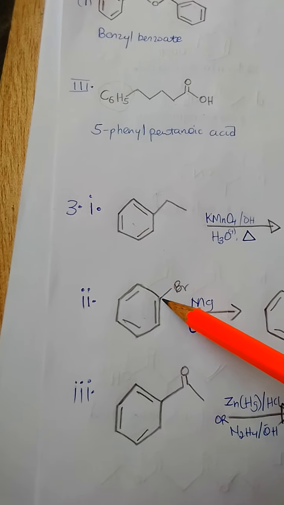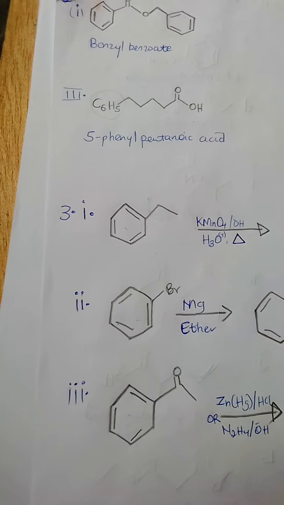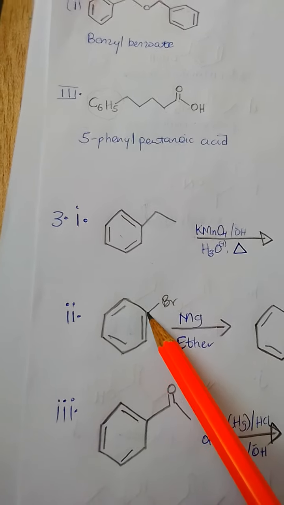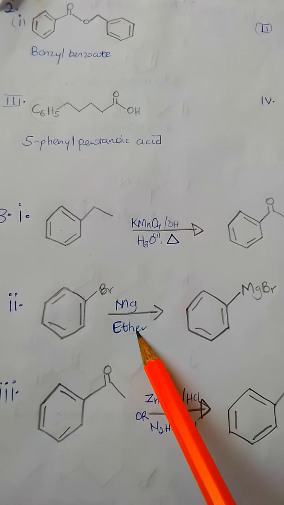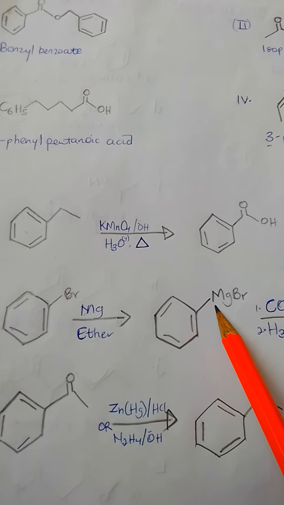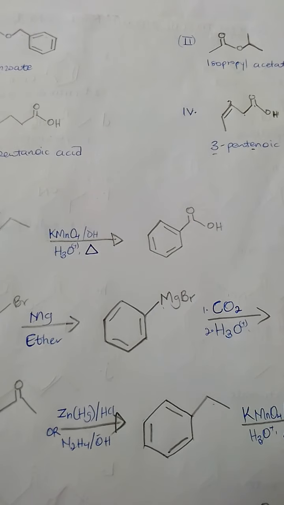Next, if you have an alkyl halide, as we did for the previous videos, if you have an alkyl halide you want to convert to carboxylic acid, first you convert the halide to a Grignard reagent by using magnesium in ether to produce a Grignard reagent. Then you subject it to carbonation followed by hydrolysis to get the carboxylic acid.